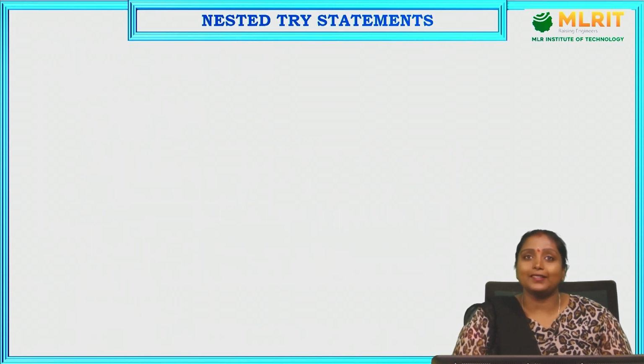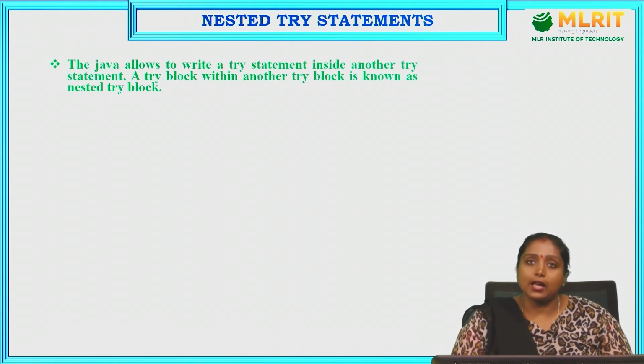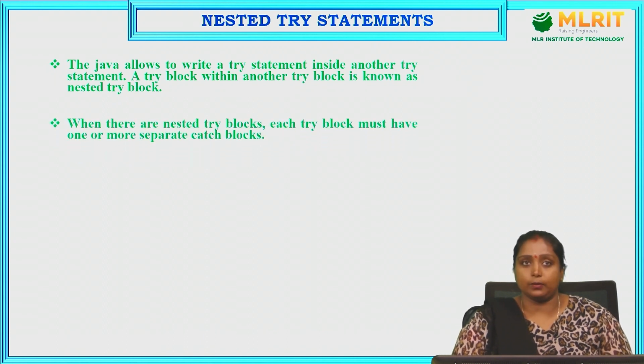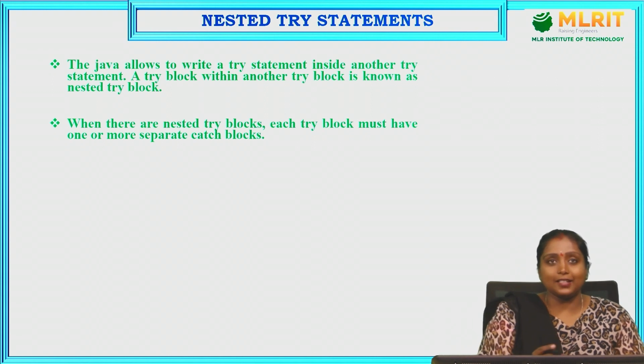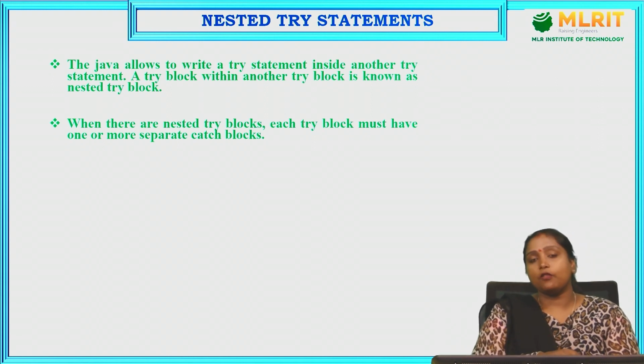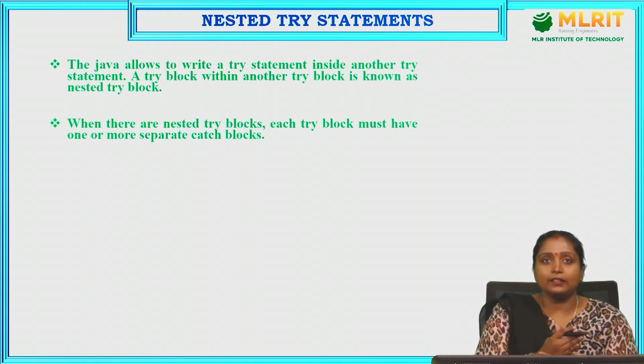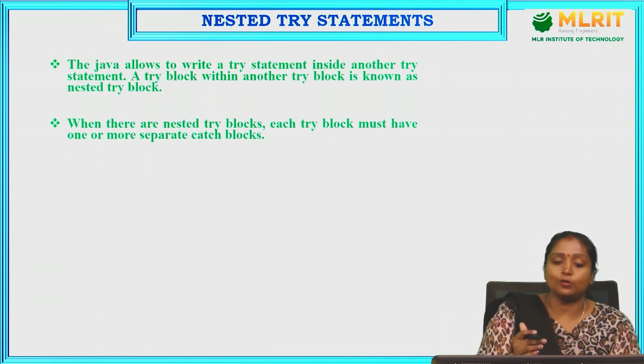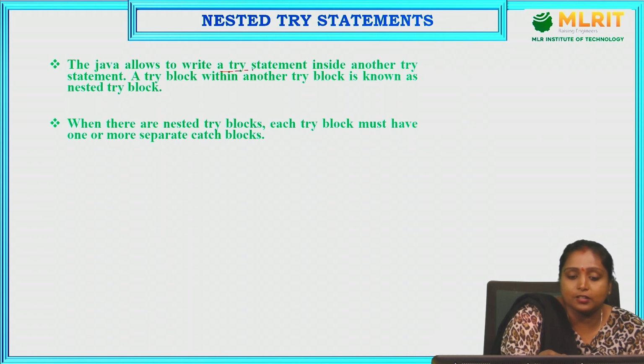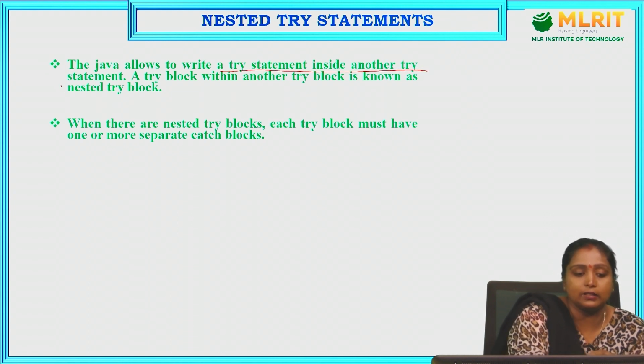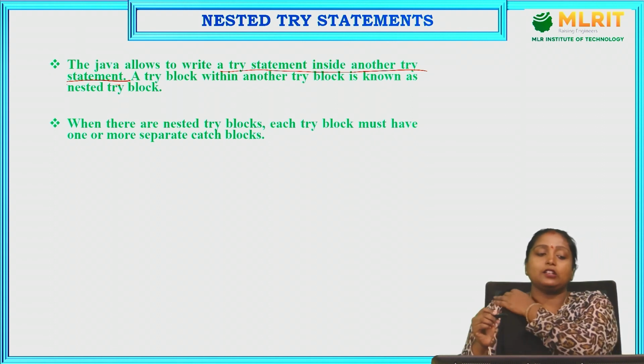Next, coming to nested try statements. A try inside another try statement is known as a nested try statement. We already know that nested is nothing but one inside the other. For anything, the one inside another is called nested. So a try block within another try block is a nested try.